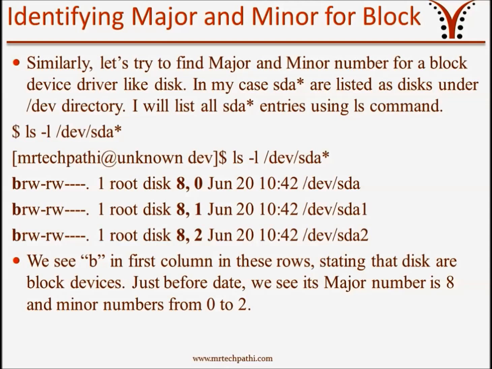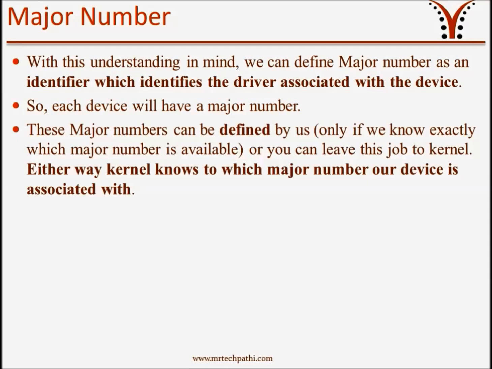Let's learn their exact definitions. We can define major number as an identifier which identifies the driver associated with the device. So each device will have a major number. These major numbers can be defined by us only if we know exactly which major number is available, or you can leave this job to the kernel. Either way, the kernel knows to which major number our device is associated with.